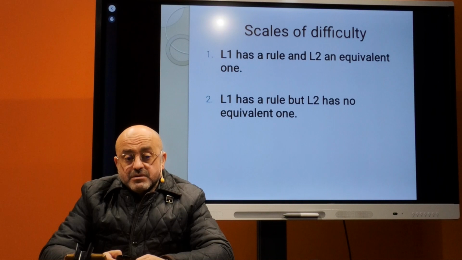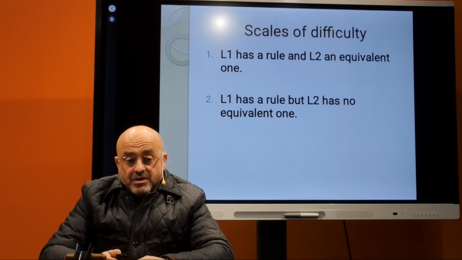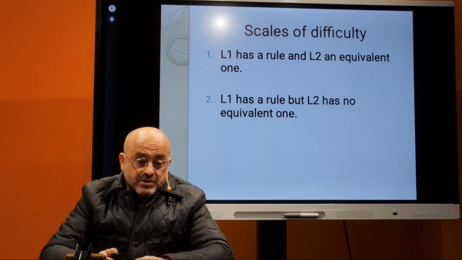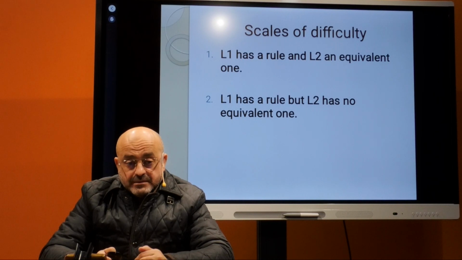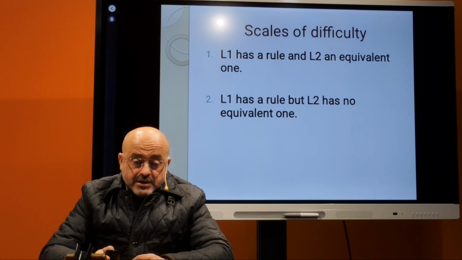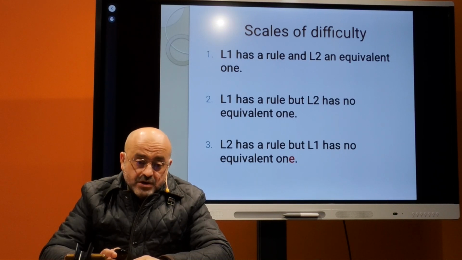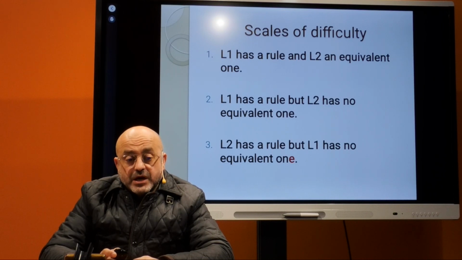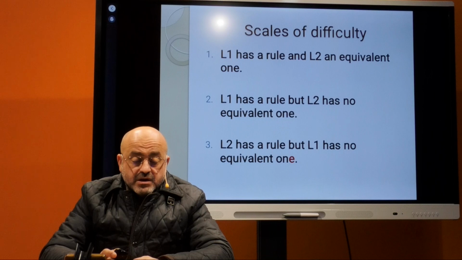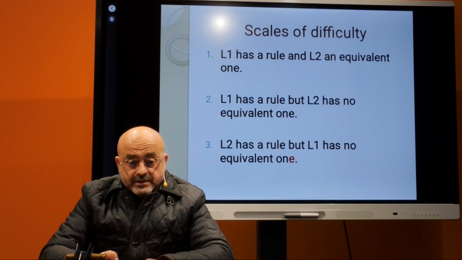The second level is when L1 has a rule, but L2 has no equivalent one. So here again, in this level, the learning process would be a little bit more difficult. The third level is the case where we have a rule in the second language and we don't have an equivalent one in the mother tongue. So here we expect that the difficulty will be much higher in this context.